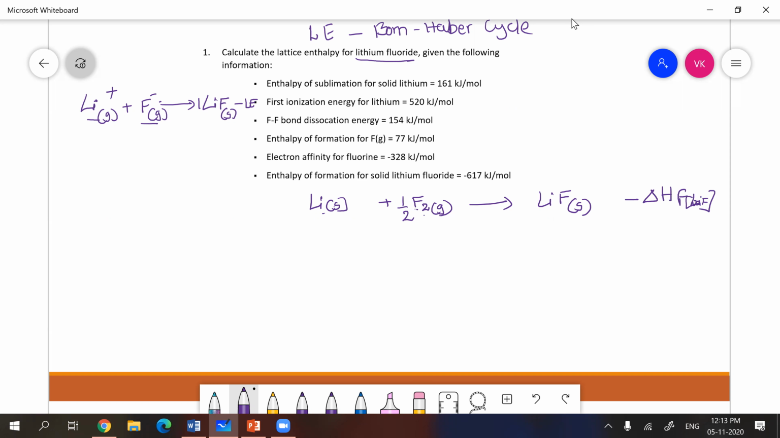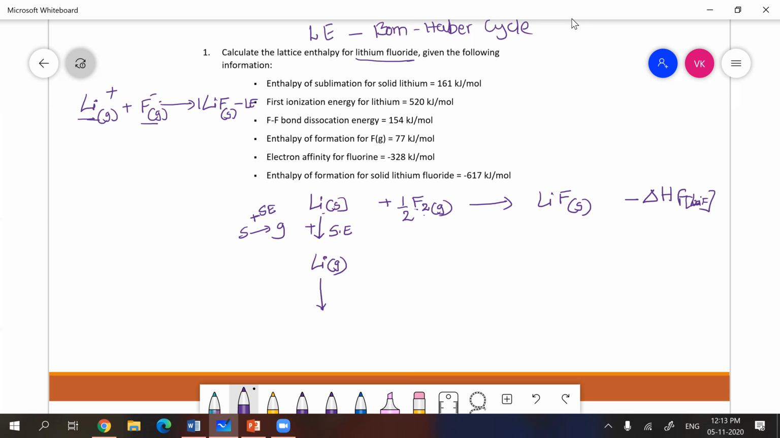Now, we want to have this one. We don't want solid, so let us change lithium from solid to gaseous state. Whenever you want to change any element from solid to gaseous state, energy is required. That energy is what we call sublimation energy. It will always be converting from solid to gas, so we need energy. That energy is called sublimation energy. This is a positive value.